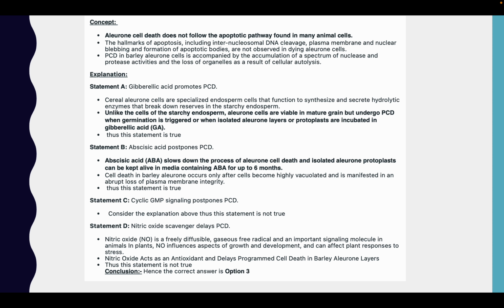Every enzyme or every hormone has some activity, right? Even an antibiotic or something, sometimes it will degrade, right? So if it is kept in ABA, then up to 6 months it can postpone PCD. It has been validated, right? So 6 months is not a small time that it can delay, right?